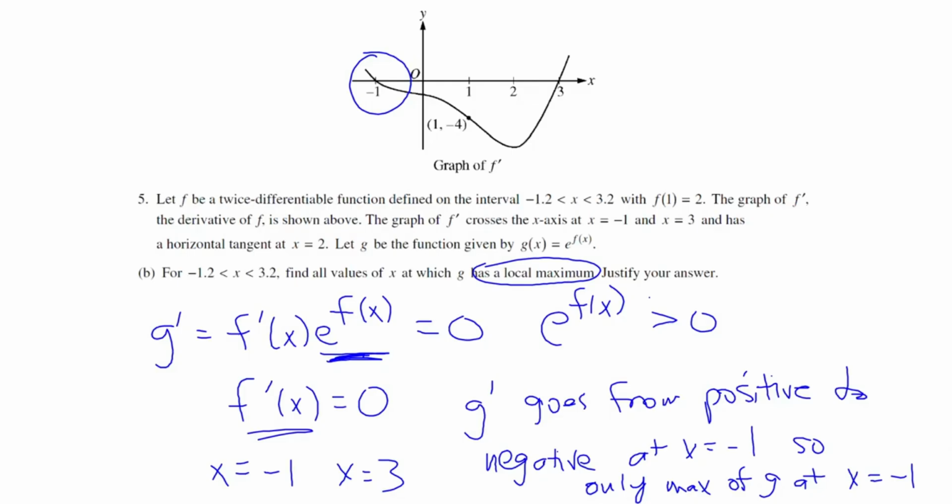They gave you 1 point for the answer with the justification, which needs to include that g prime is going from positive to negative there, and probably that we can see that e to the f of x is always greater than 0.